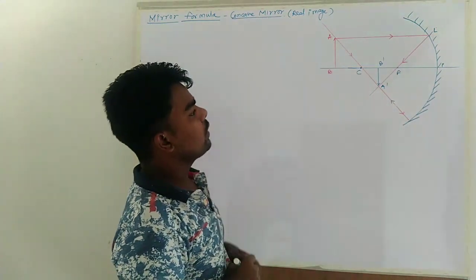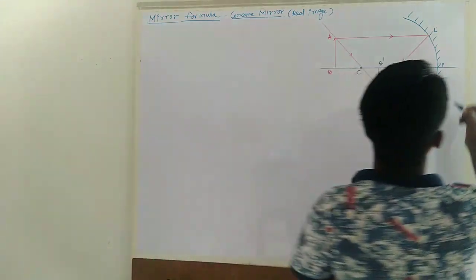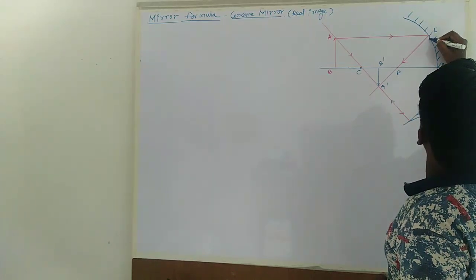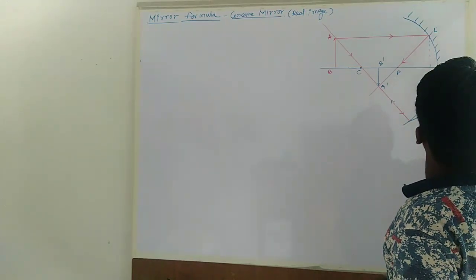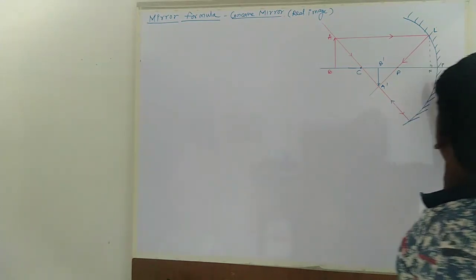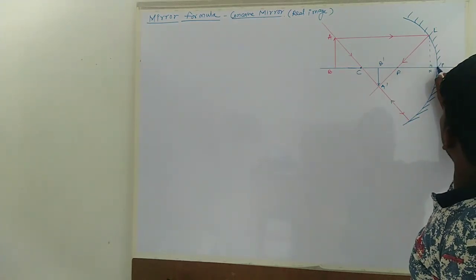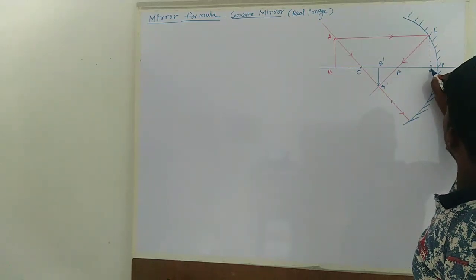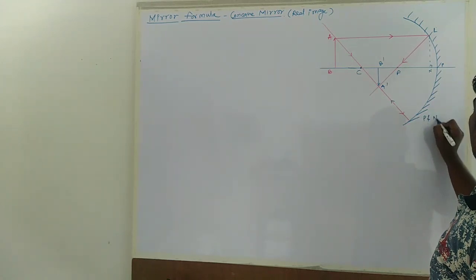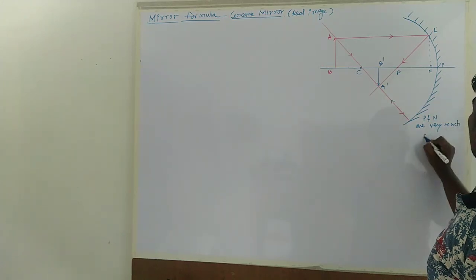Here we will use triangle similarity, but before that we will draw a perpendicular from this point L, the point of incidence, to the principal axis. You can call it LN. This will be perpendicular, and this P and N are very close to each other.